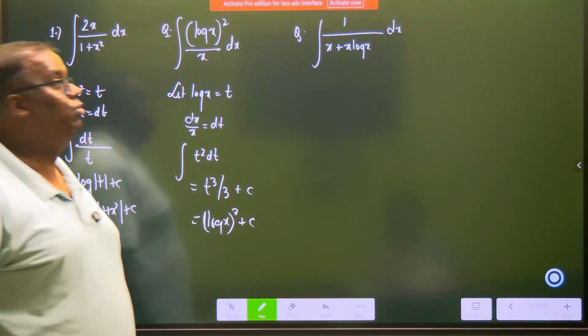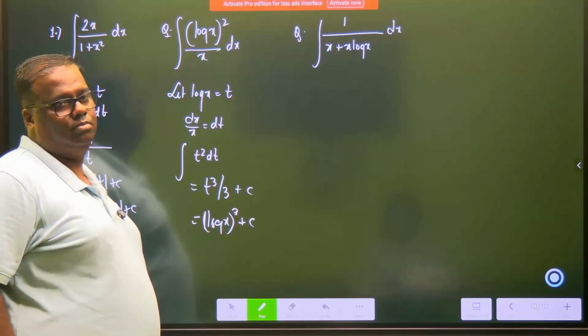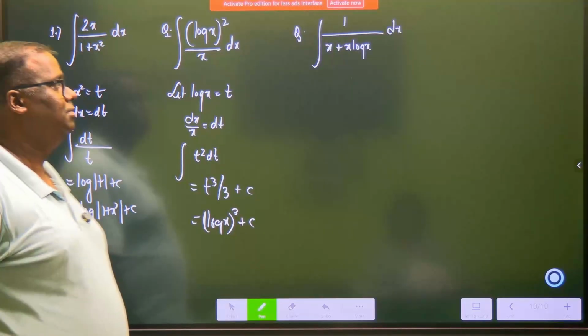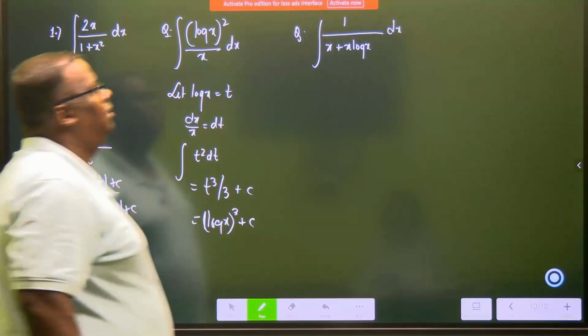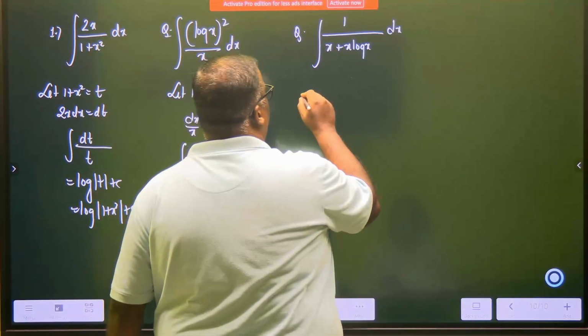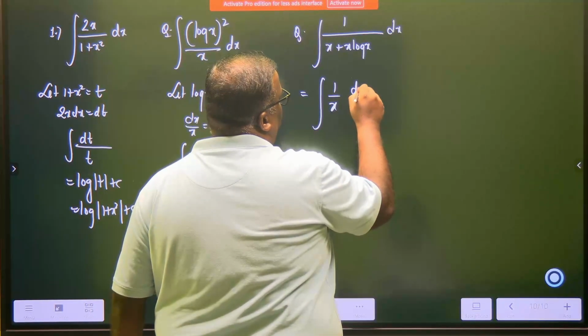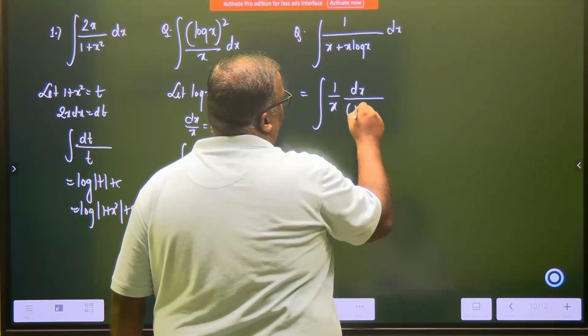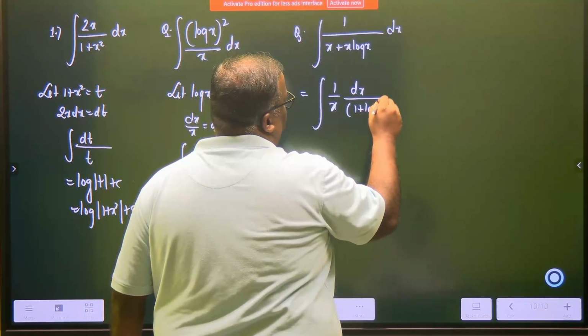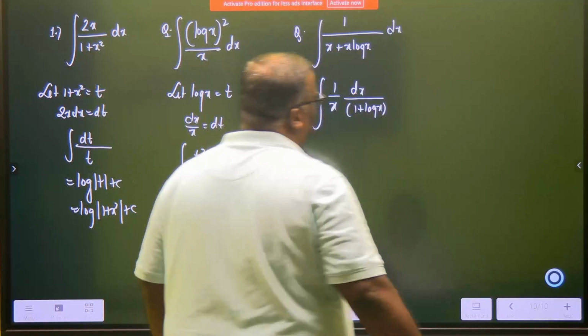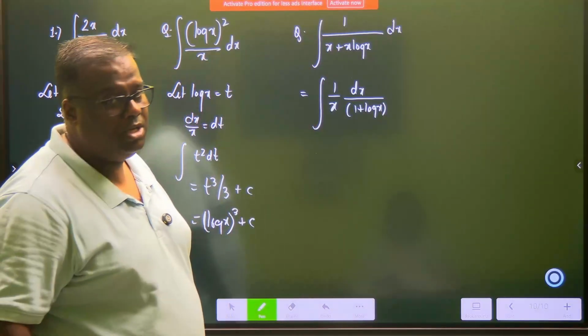Tell me, how will you do this? So if you take 1 upon x as common, then this becomes dx, and this becomes 1 plus log x. Now I think you know how to do. Let 1 plus log x be equal to t.